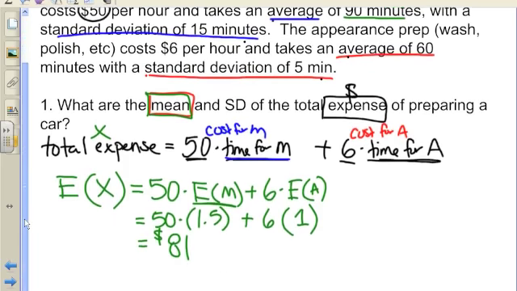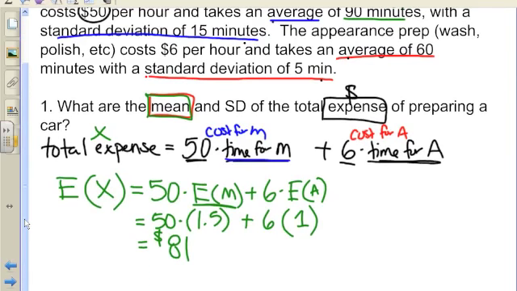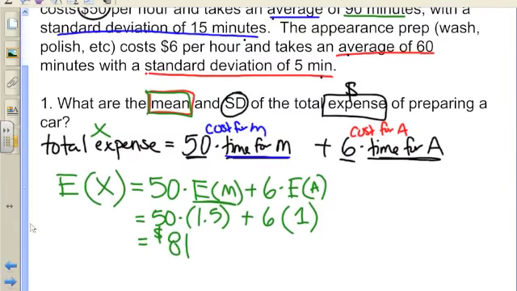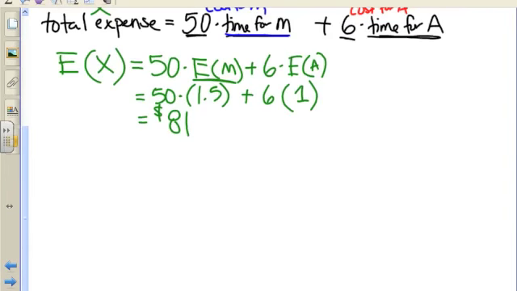Now we are not quite done. We also need to do the standard deviation. Now, none of my formulas are about standard deviation. They're all about variance. So I'm going to do my story problem first in variance. All right, so I'm going to be looking for the variance of my total expense.